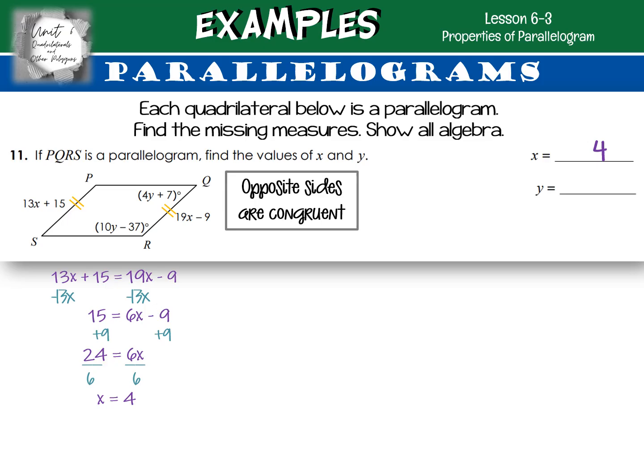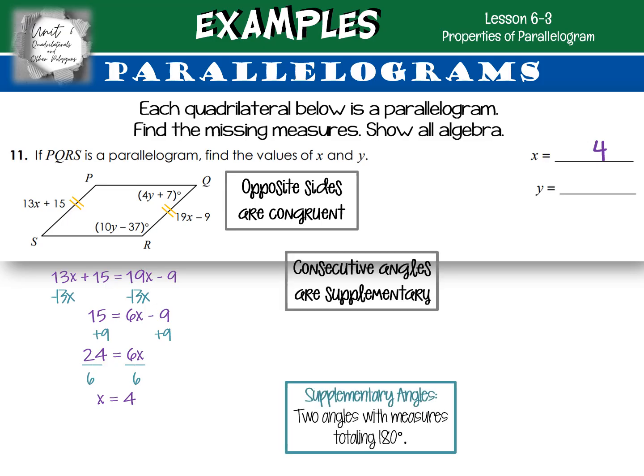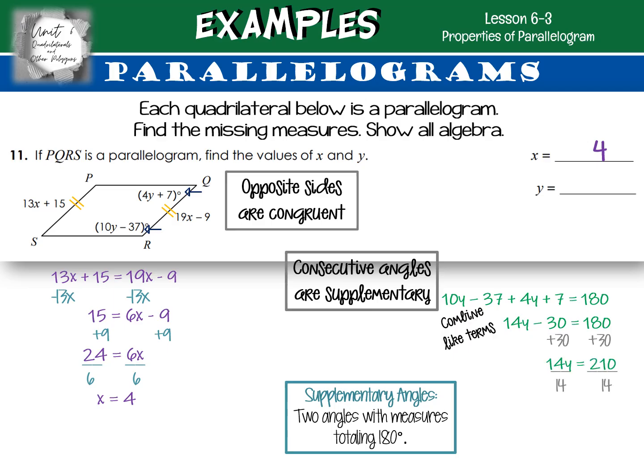We have part of it. Now the other two are supplementary, so they're going to add to 180 degrees. So 10y minus 37 plus 4y plus 7 equals 180. Combine like terms. We get 14y minus 30 equals 180 degrees. Add 30 to both sides. 14y equals 210. Divide both sides by 14. Y is 15. And we have both x and y.